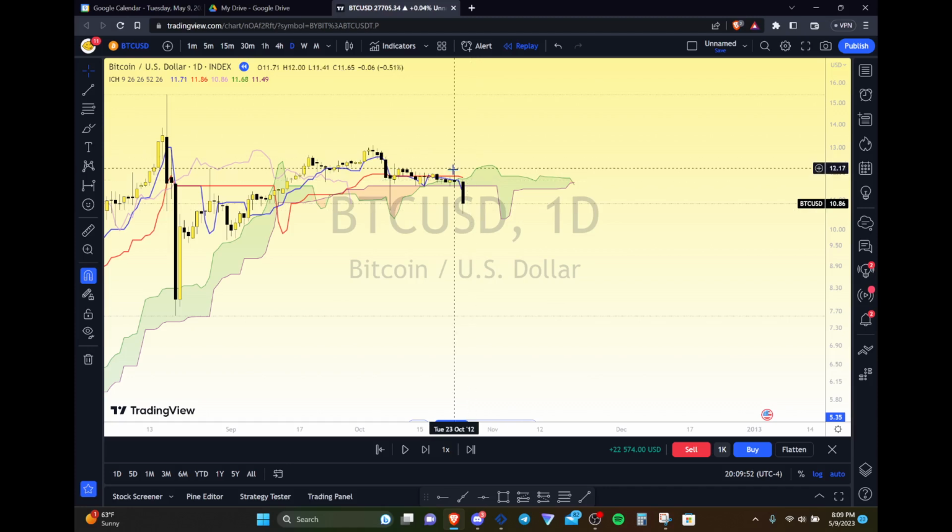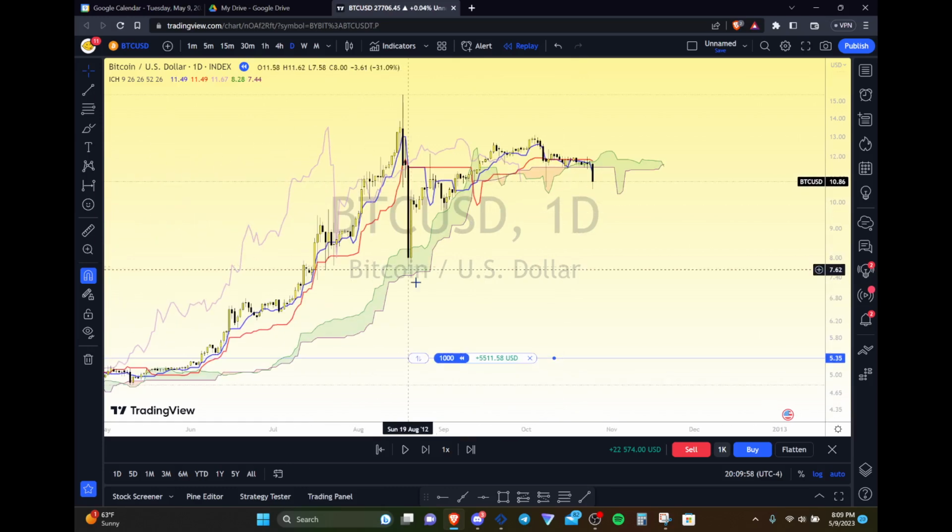Okay, so we broke down, bearish cloud twist right here, and you have the Chikou span breaking down. So that means we can flip bearish. And look at that, we're banking in about $5,500. So we're at $22,500 in profit right now.